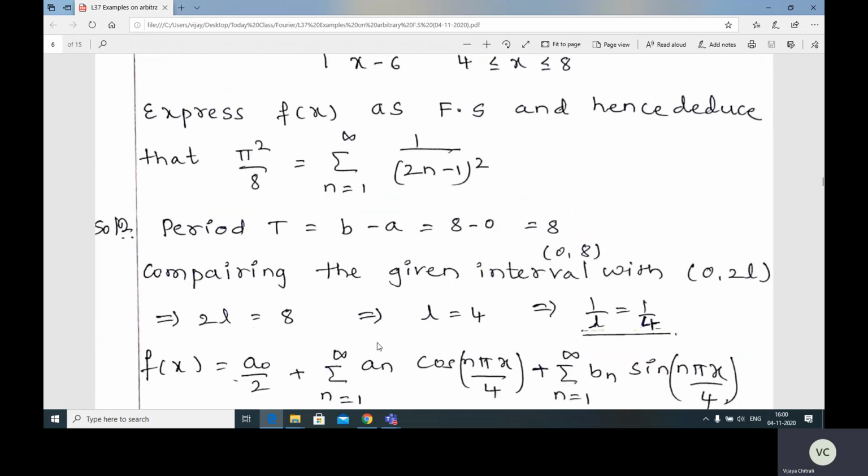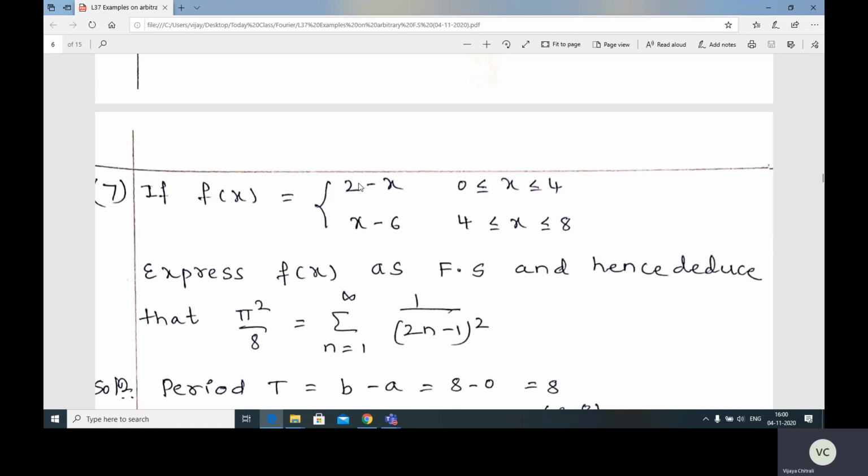Now move on to the second example. If f of x is equal to 2 minus x, x lies between 0 to 4, and f of x is equal to x minus 6, x lies between 4 to 8. Now express f of x as a Fourier series and hence deduce that pi square by 8 is equal to summation of n is equal to 1 to infinity 1 divided by (2n minus 1) raised to 2.